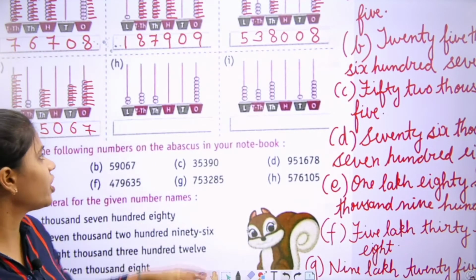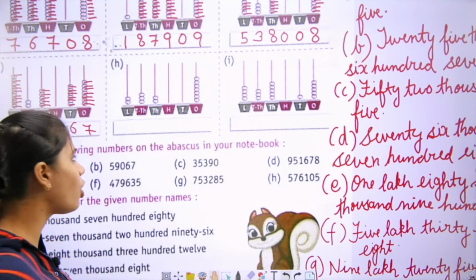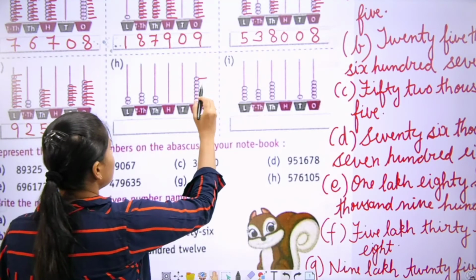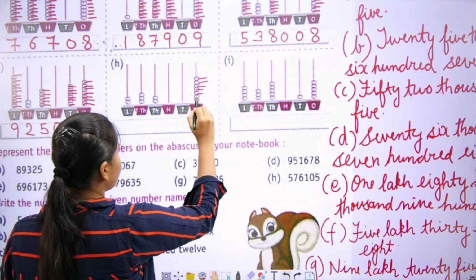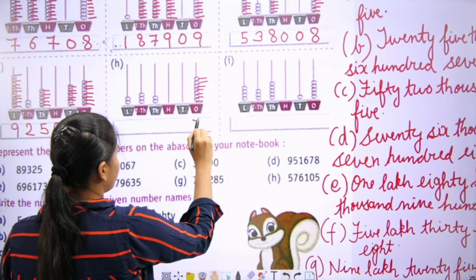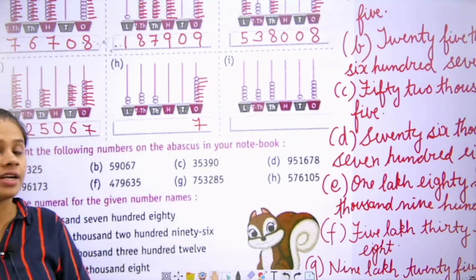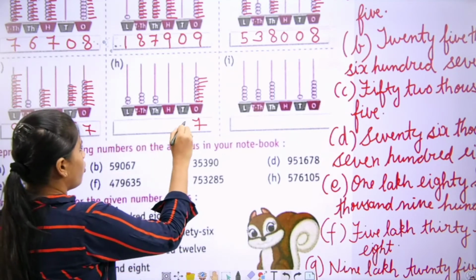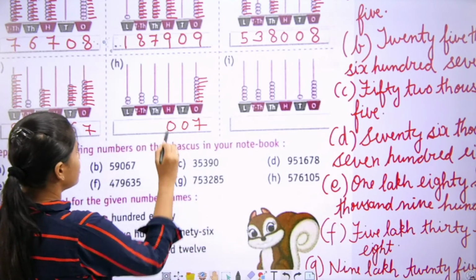Now move to the next part, that is H. Let's start from the ones side. How many bits are there? Let's count all together. 1, 2, 3, 4, 5, 6, 7. We will write here 7. Now move towards the 10 side. It will be 0. In 100 side there are no bits. Again we will write here 0.